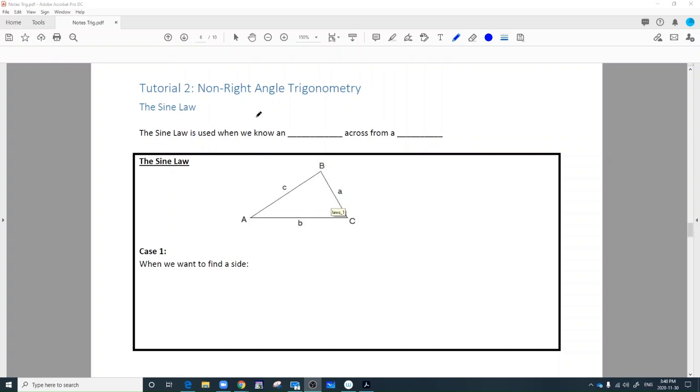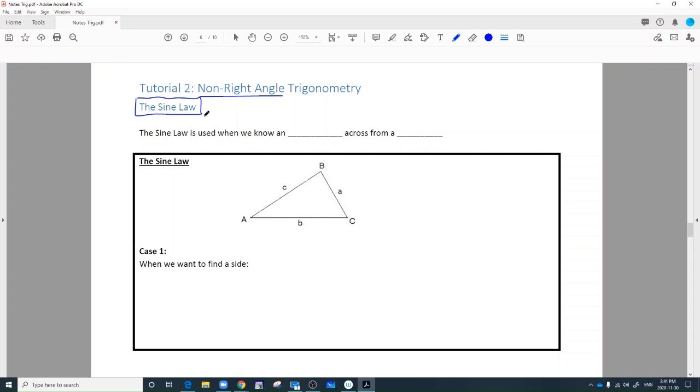This next set of videos is going to teach you how to solve non-right angle triangles. When you have a right angle triangle, you can use Pythagorean theorem or you can use the three trig ratios. When you have a non-right angle triangle, you can use what we call the sine law, or what we're going to learn next is what's called the cosine law.